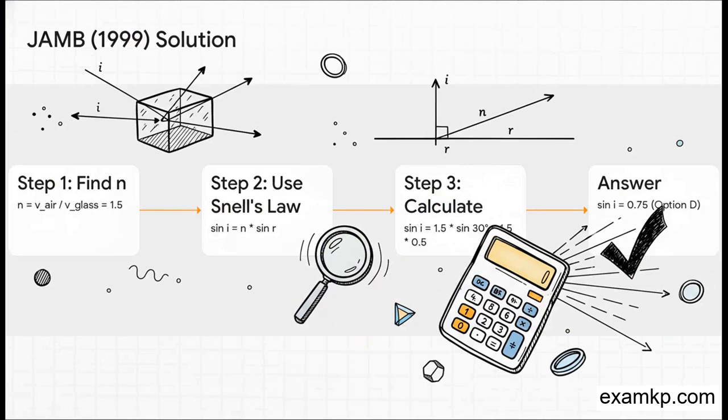Beautiful. Step 2. Now we use Snell's law. We need sin i, so we rearrange the formula. Sin i equals n times sin r. That's 1.5 times sin 30. Sin 30 is 0.5, so 1.5 times 0.5 gives us 0.75. And that is option D. Done.